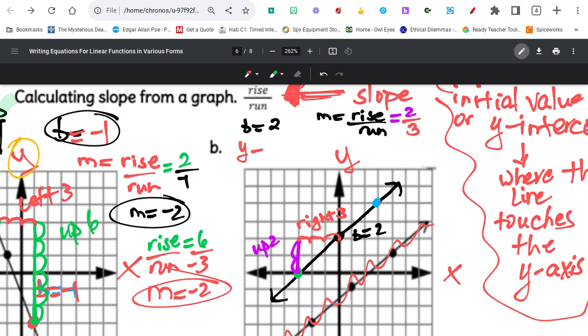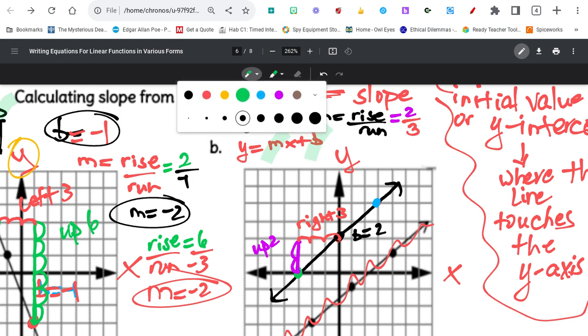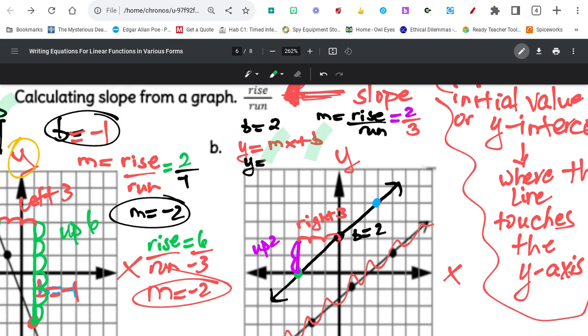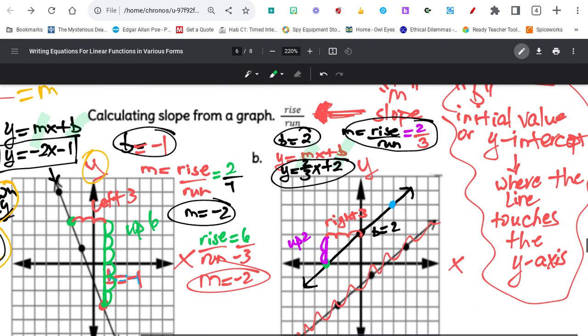So the equation is written in the form y equals mx plus b. You're just going to replace m and b. You're going to keep that y and x variable just like it is, okay? So you're going to keep the y. M's going to change to 2/3 connected to x. Plus your b is positive, so just put +2. So that's your equation. That's all you do.